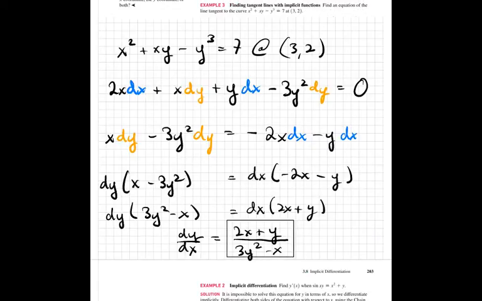Okay, let's see, how do we do? Oh, wait. That's just the slope. So let's go back and answer the question. We need to find the equation of the line. So this will give us a slope, and we want it at the point 3, 2.